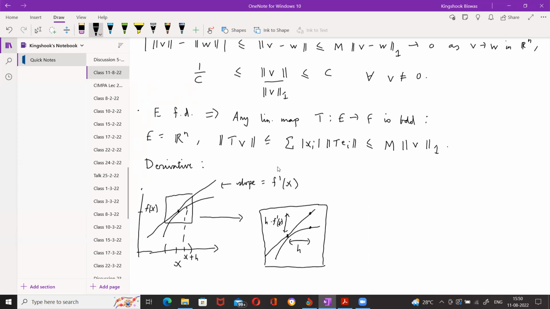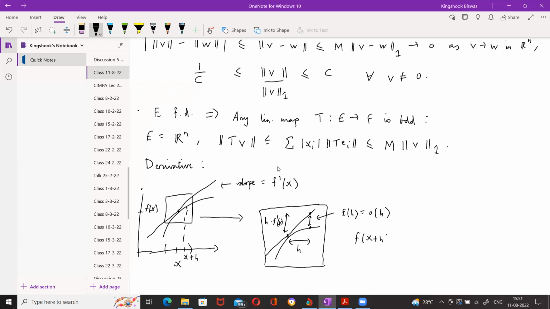And here, this is the error between the linear function and the actual function. This error will be small compared to h. So this is an error E of h, which is little o of h. Okay. So up to first order, the tangent line gives me the linear function which best approximates my function. Right? So I have a first order Taylor approximation.